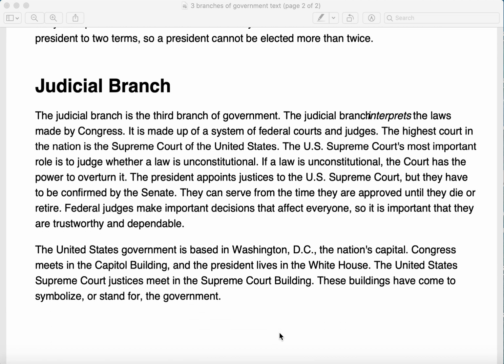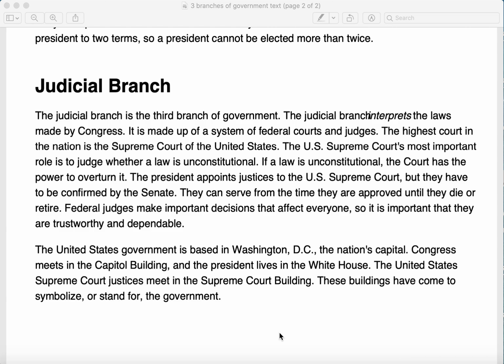Judicial branch. The judicial branch is the third branch of government. The judicial branch interprets the laws made by Congress. It is made up of a system of federal courts and judges. The highest court in the nation is the Supreme Court of the United States. The U.S. Supreme Court's most important role is to judge whether a law is unconstitutional. If a law is unconstitutional, the court has the power to overturn it.